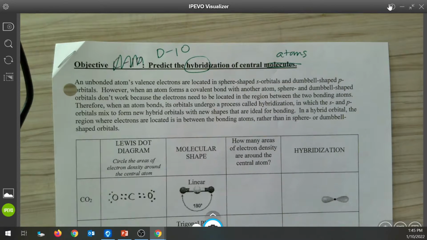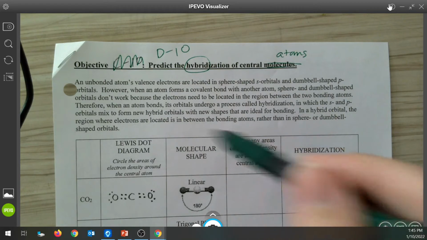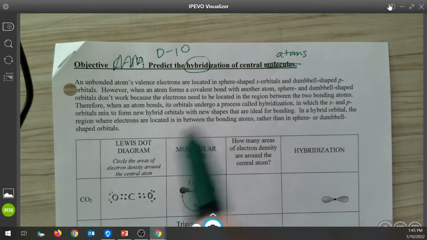The way books, not just your book, but any book explains hybridization of orbitals is always extra confusing. So I wrote this in a way that I think is a little bit more clear. So I'm just going to read this out loud.